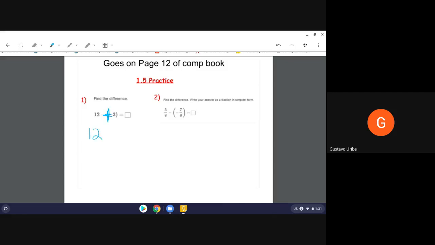Now I'm going to rewrite what I have. 12 plus 3. Well, what's 12 plus 3? 12, 13, 14, 15. So my answer is 15. Right? It's as simple as that.